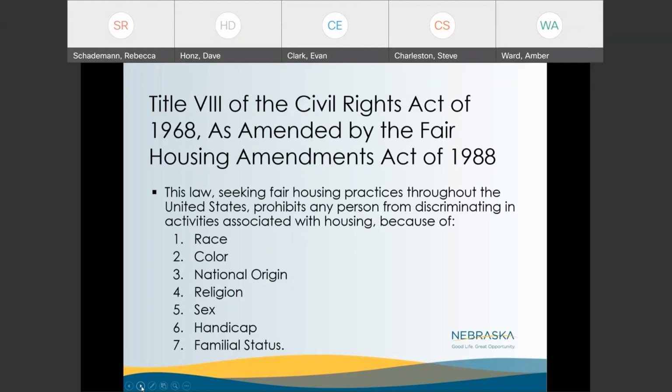So in some states, they have added on to these seven core items here. However, Nebraska has not, so these are still standard for Nebraska. Go to the next slide, please.